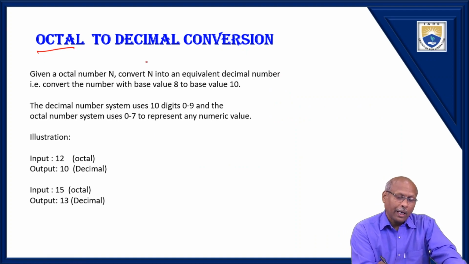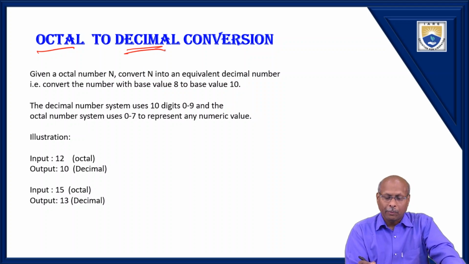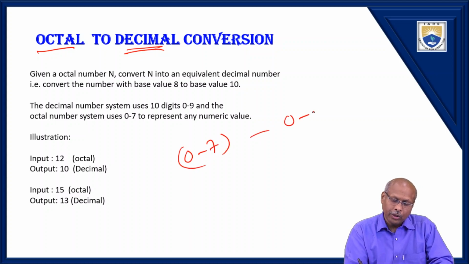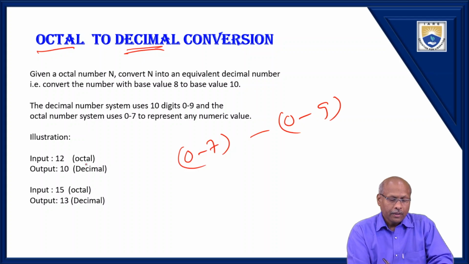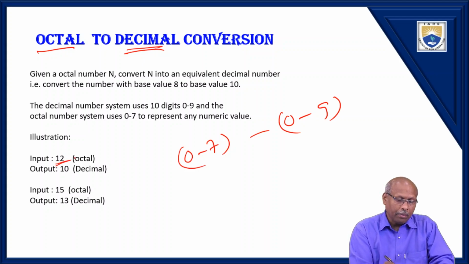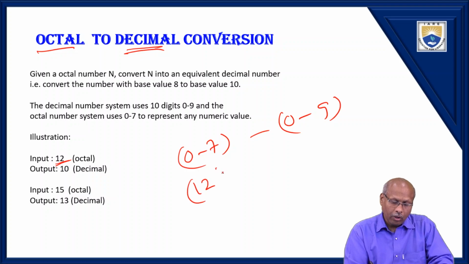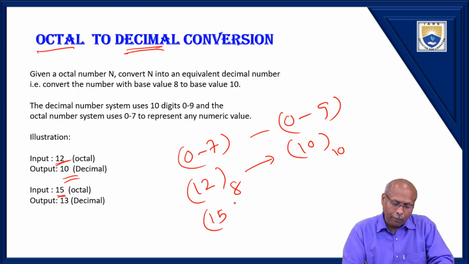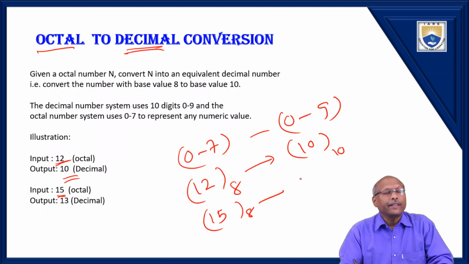The given thing is in octal form, but our required output is in decimal form. As I said, the octal number system uses the digits 0 to 7, whereas decimal uses the digits 0 to 9. For example, they may give a number 12, which is in octal form. What is the corresponding decimal? The decimal is 10. Similarly, if I give 15 in octal form, then what is the corresponding decimal? The decimal is 13.